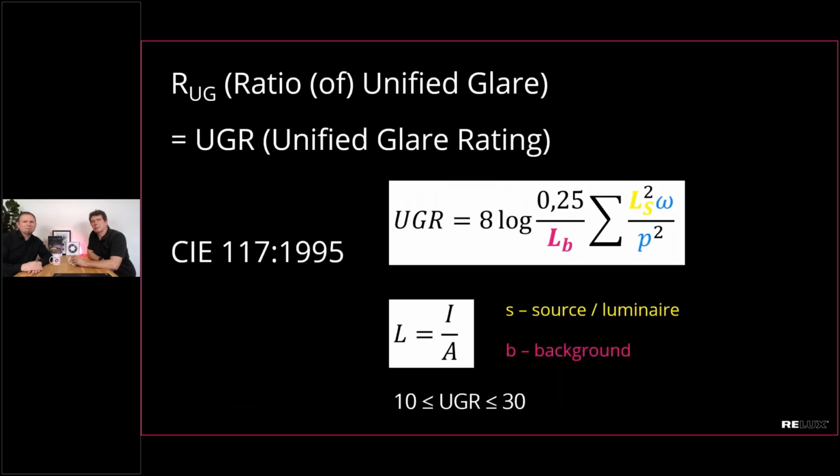Okay, this is the second slide, and here it's about what UGR is in general. UGR is the unified glare rating. Unified means everybody uses the same method to rate glare. There's also a new expression called RUG. You will probably have seen it in RELUX desktop: we changed the term UGR to RUG.